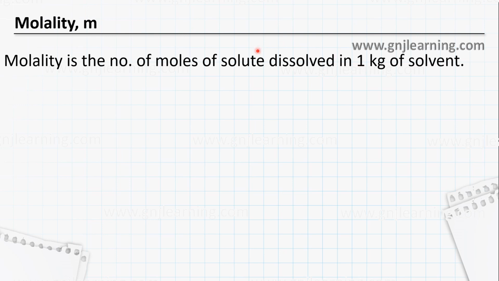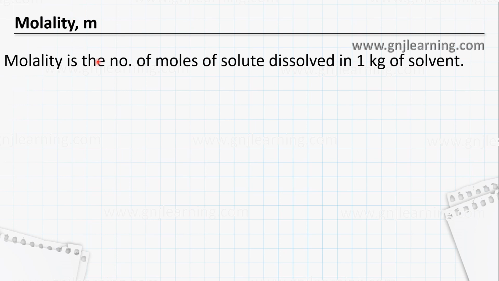In molarity, it was the volume of solution. The problem with the volume of the solution is that it varies with temperature. Whereas in the case of molality, it is the mass of solvent. Mass never varies, it's a constant. So that's the advantage of molality over molarity.